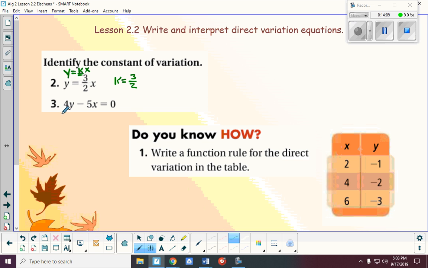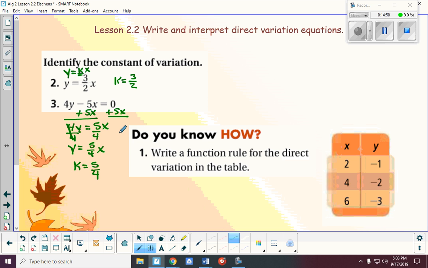In the next problem, the problem is not in the slope-intercept form. So the first thing we need to do is solve for y. And then we'll divide by 4. So y equals 5/4 x. So your constant of variation is 5/4. And just remember, when direct variation, when you look at those equations, the y-intercept is always 0. So when you are solving an equation, if you have a y-intercept that is anything besides 0, it is not direct variation.